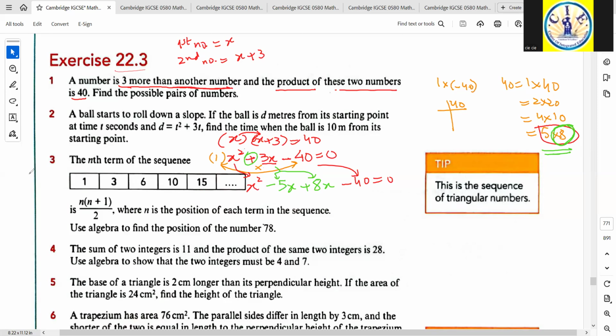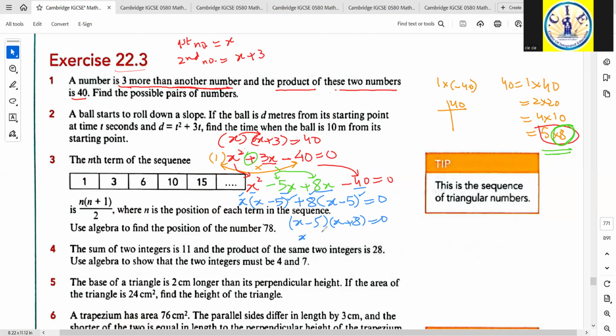Okay, now we need to make their pairs. So the pairs are going to be x taken common from these two terms. We are left with x from the first and 5 from the second term. Similarly, we need to take common from these two, 8 taken common, and 8 fives are 40. Now x minus 5 is a common factor in these two terms, and from the first term we are left with x, and from the second term we are left with plus 8, equals 0.